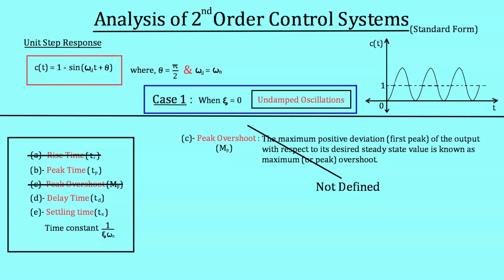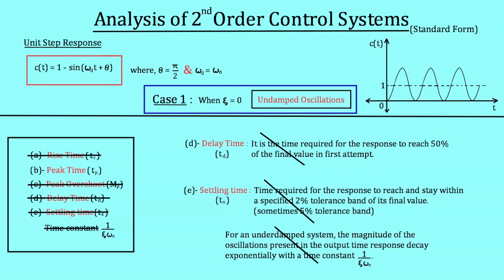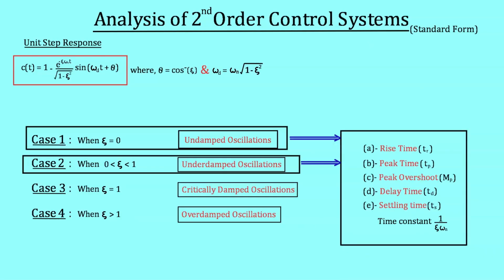Peak overshoot is also not defined, as here also the definition is dependent upon the steady state value. And for the same reason, delay time and settling time are not defined, as both these parameters are particularly defined with respect to the final value or the steady state value. There is no time constant as well, because the time constant analogically represents the decay of oscillations, but here oscillations are not decaying at all. That's why the time constant is also not defined here. So we have covered case 1, which is quite simple, because except for the peak time, none of the other parameters is actually defined for this case.